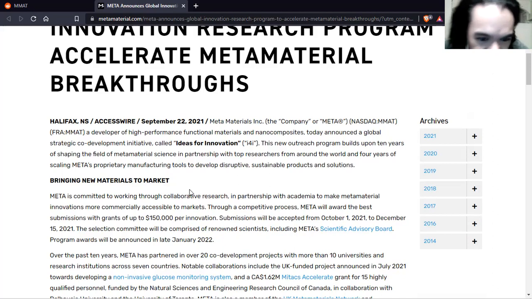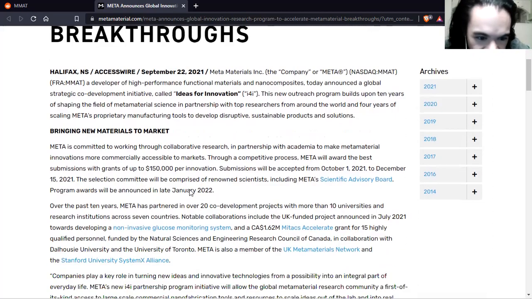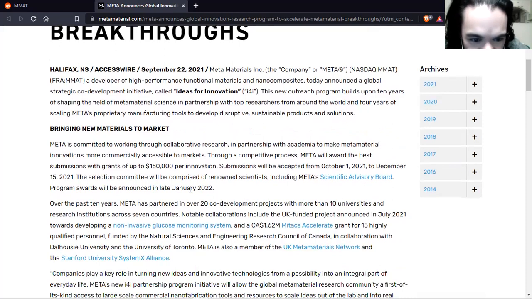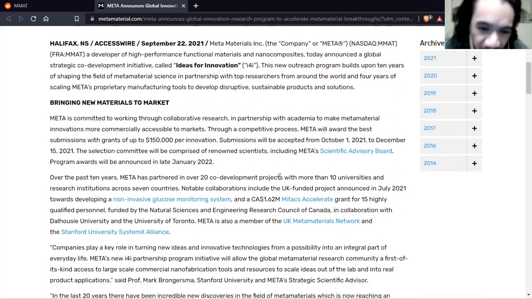The selection committee will be comprised of renowned scientists, including Meta's own scientific advisory board. And in terms of the awards, the winners will be announced in late January 2022. By that time, I do believe the stock will have transformed immensely, not just as a company, but in terms of the stock price. So that's all regarding that. We're going to look at the subreddit of Metamaterials next.